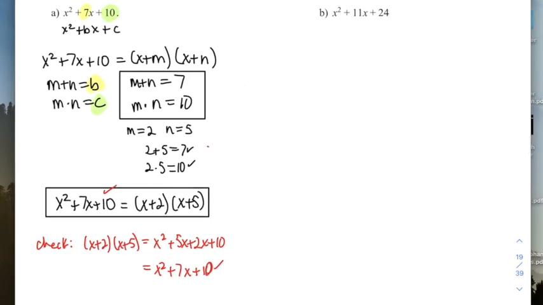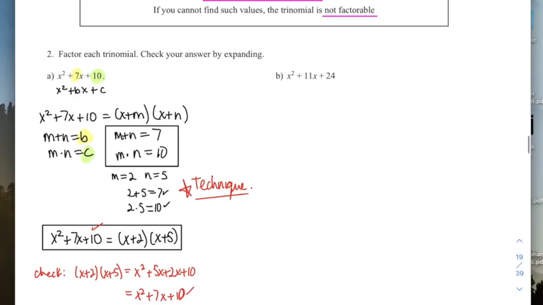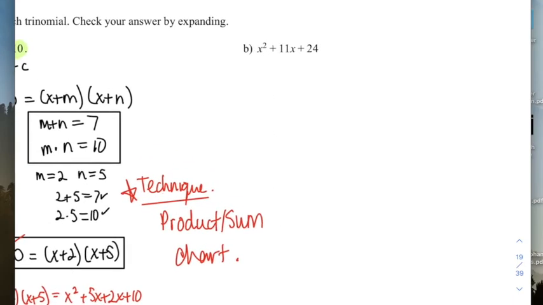Now, if you don't have a great feeling about this, what we're going to do is figure out a bit of a technique for this. There's a technique you can always use to figure out the values of m and n, if they do exist. The technique is called a product sum chart. And this is how it works. So let's have a look.